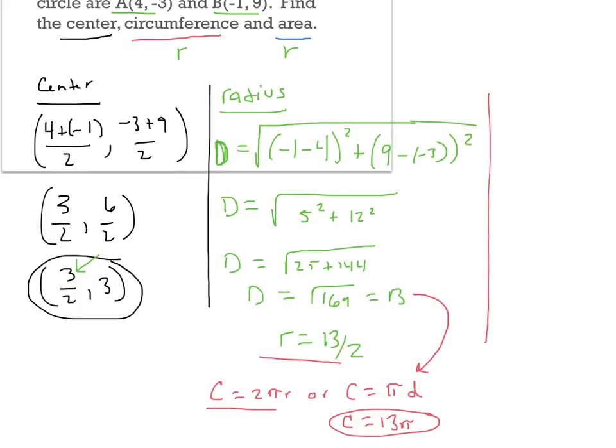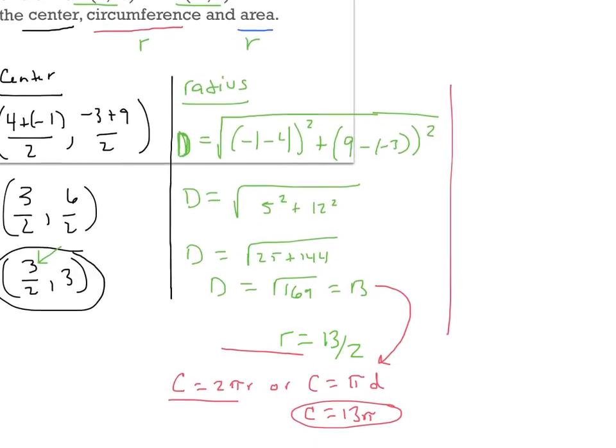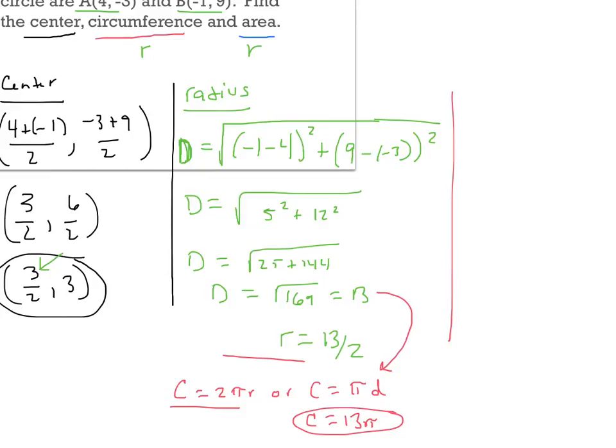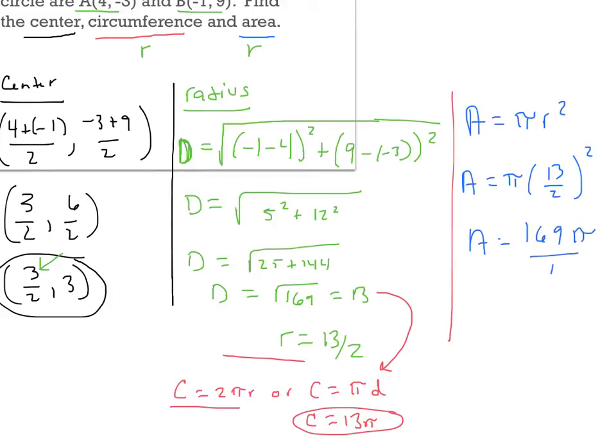Okay, so now I'm going to find the area, and area is equal to pi r squared. So the area is equal to pi times 13 over 2 squared. And so the area is equal to 169 pi over 4, and we leave it in terms of pi. And that's how we can find the area, circumference, and center of a circle.